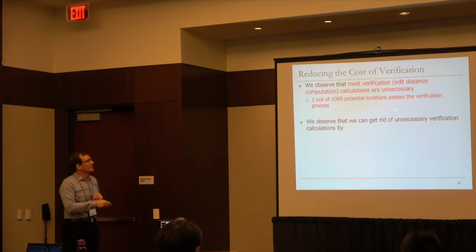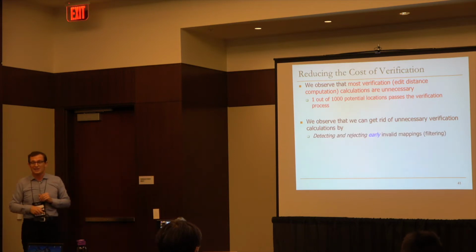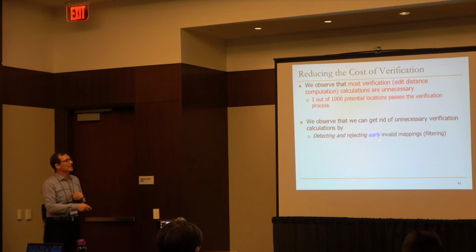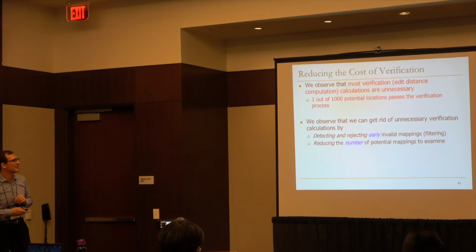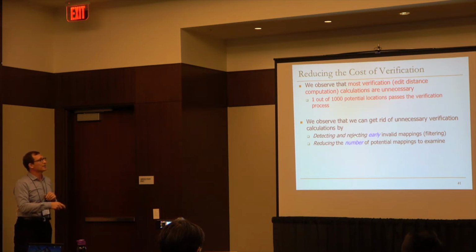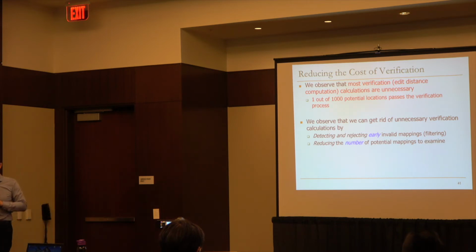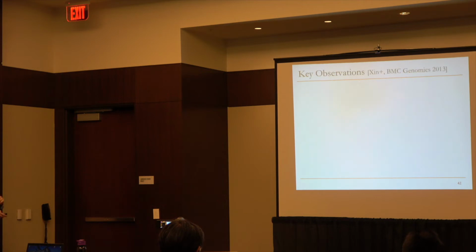So you can get rid of these unnecessary verification calculations by doing filtering, which is detecting and rejecting invalid mappings early. I'm going to give you an example of this. And also reducing the number of potential mappings that you're examining. And we're going to exploit the structure of the hash table as well as the reference genome.